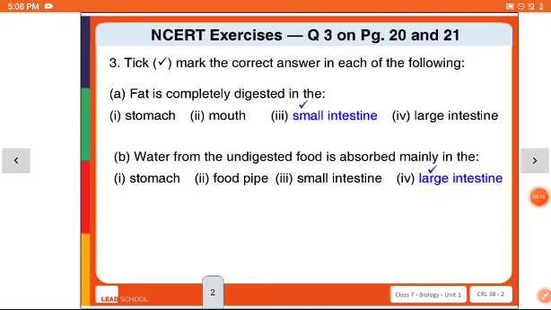Students, we practice some NCERT exercise questions, question number 3 on pages 20 and 21. First of all, tick the correct answer from the following. Fat is completely digested in the small intestine. And next, water from the undigested food is absorbed mainly in the large intestine.